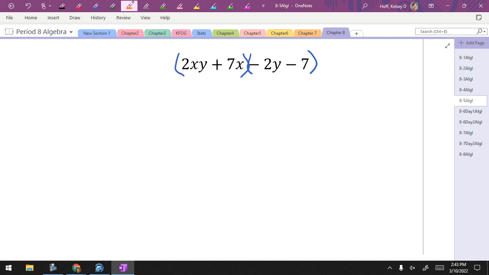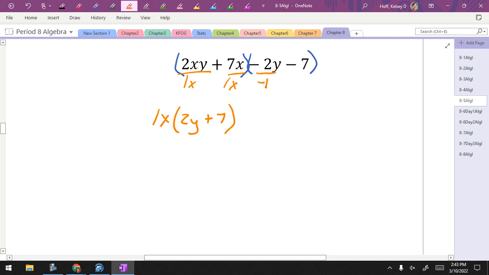What should I divide out of the first set? A 1 and an x. Okay, so 1x goes out front. What are you left with? 2y plus 7. I don't know about some of you guys, but now that I know that parenthesis, my brain automatically starts working like, whatever I pick, I got to get 2y plus 7 in my other parenthesis, right? That's my whole goal. So what can I factor out of negative 2y and negative 7? A negative 1. So the negative 1 goes out front, and I'm left with mission accomplished. Yep, they match.